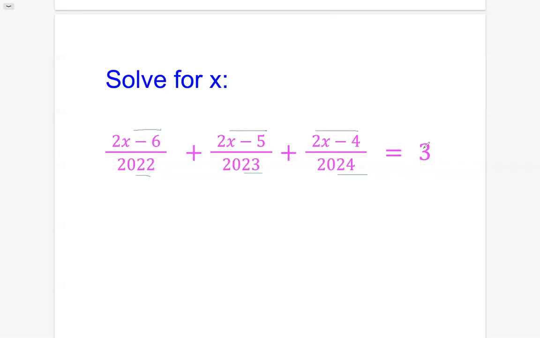So let's move these 3 to the left-hand side. Right? Let's make the right-hand side 0. So we subtract 3 from one side. We subtract 1 from here, we subtract 1 from here, we subtract 1 from here.